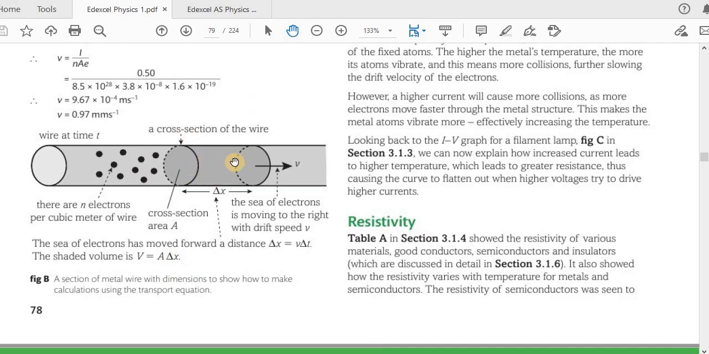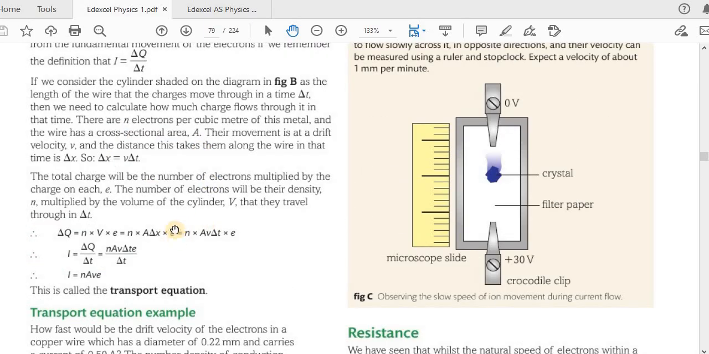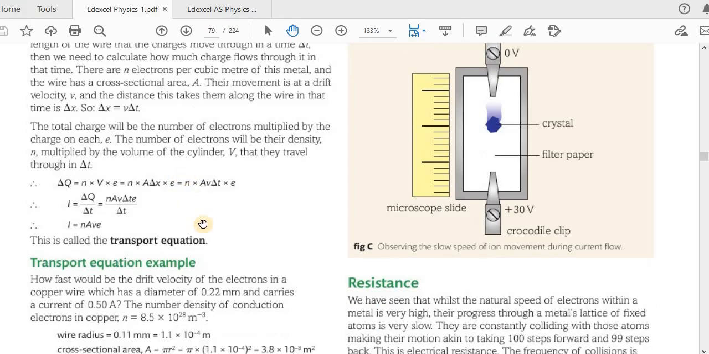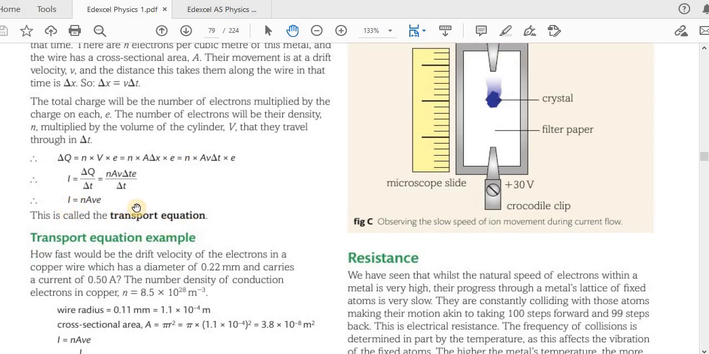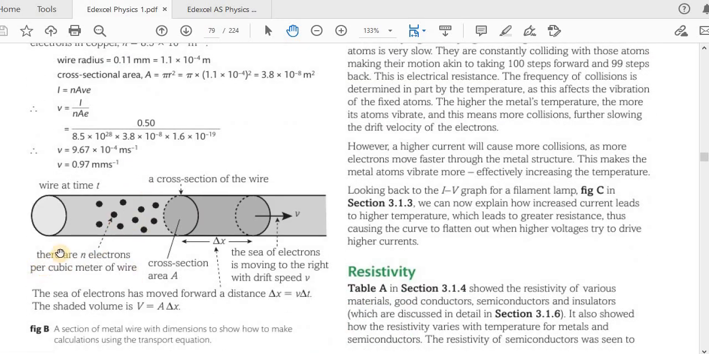So that is clear. Now if you look at another book, this same thing is explained in a little bit of a different way, but you can stick to this method because this is what is explained to you in this book. And finally you get the transport equation. So what happened here? There are n electrons per cubic meter of the wire. Then this is the wire at time t.